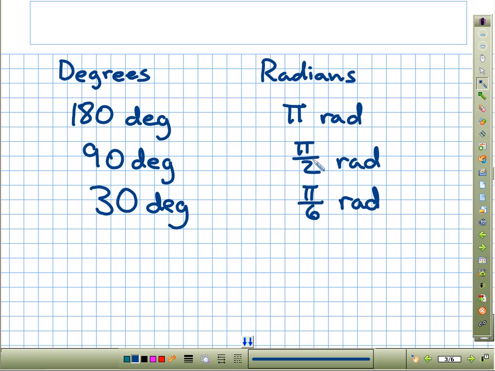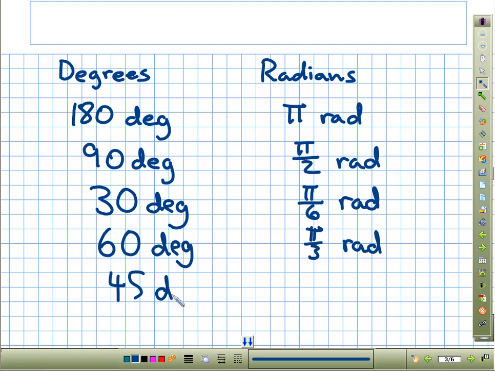Okay. Now, what if we divide 180 by 3? What do we get? 60 degrees, and that would be pi over 3 radians. What about if we divide 180 by 4? You get 45 degrees equals pi over 4. Are there any questions about that? Any questions?